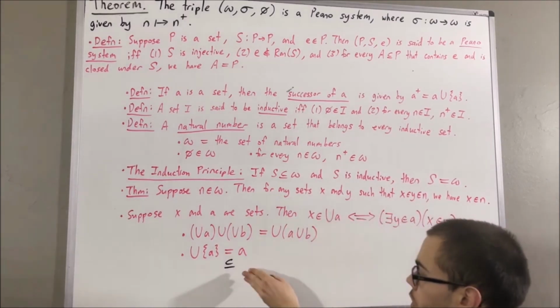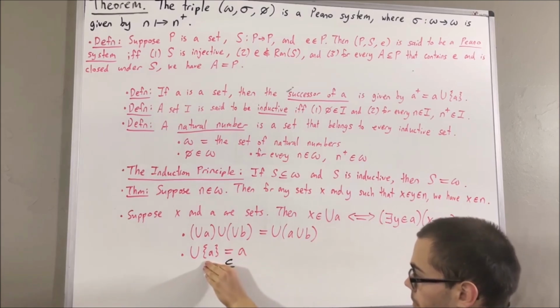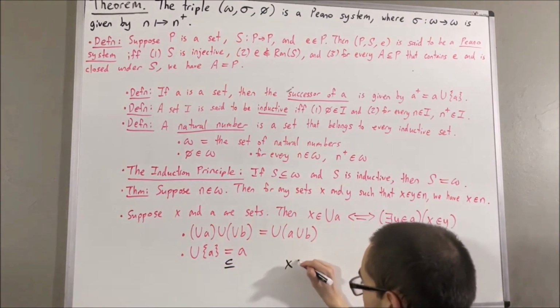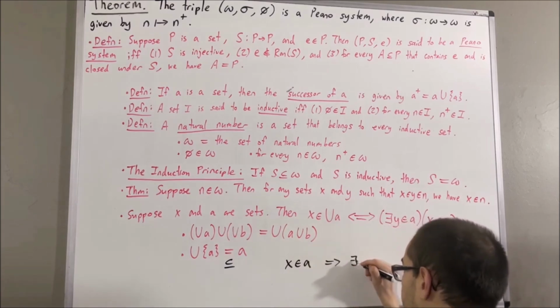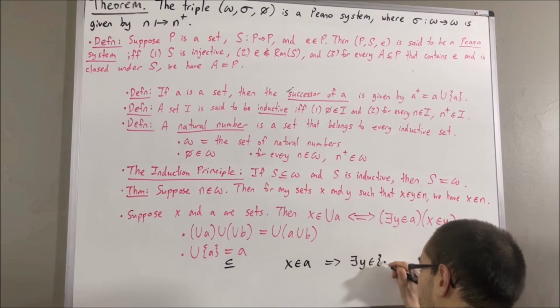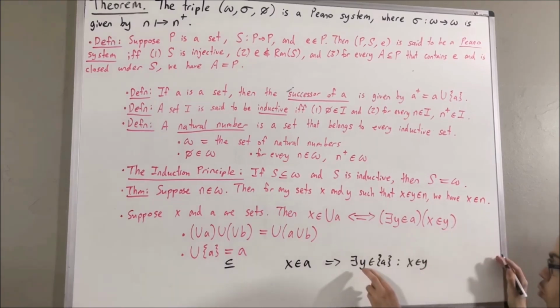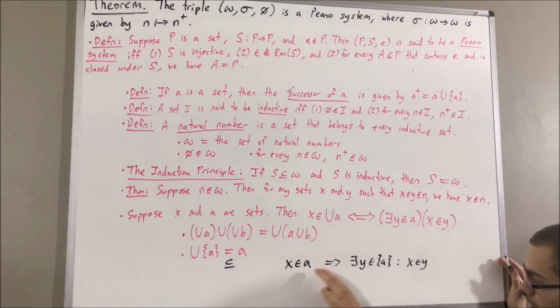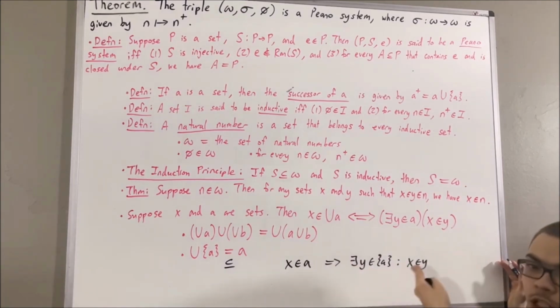But now to show the other inclusion holds, that is, to show A is a subset of the union of the singleton set of A, well, if we consider an arbitrary element X in A, then we immediately see there exists an element Y in the singleton set of A such that X is an element of Y. Right? Just take Y to be A. Well, in that case, we know A is an element of the singleton set of A, and we know X is an element of A. That's what we have here. So this statement is indeed true.